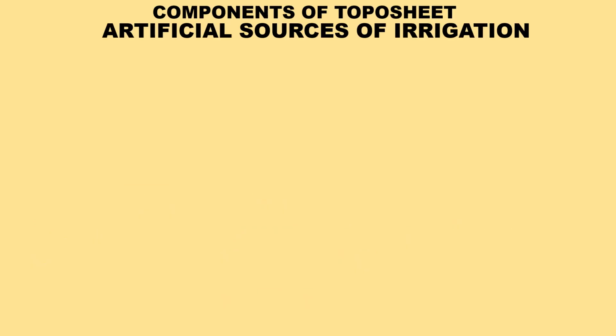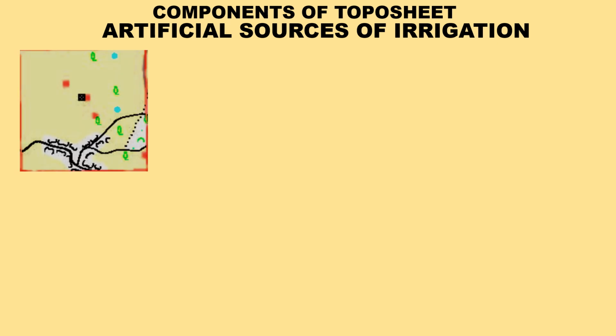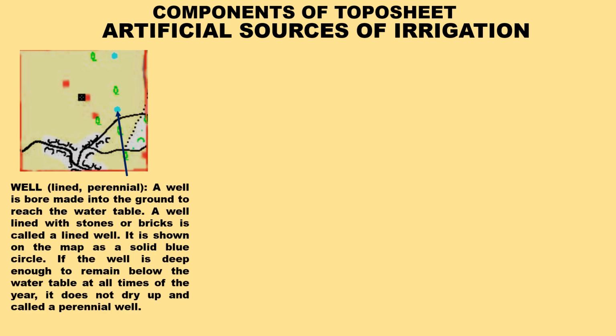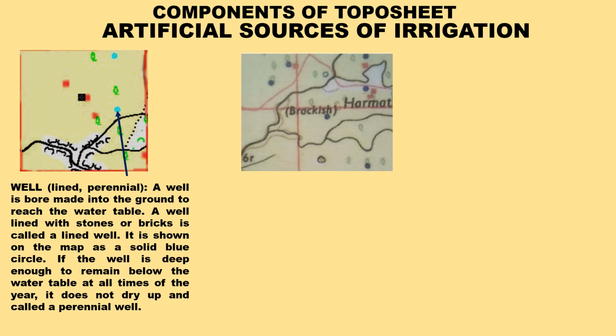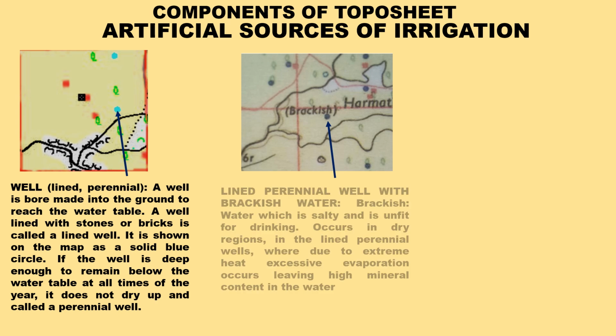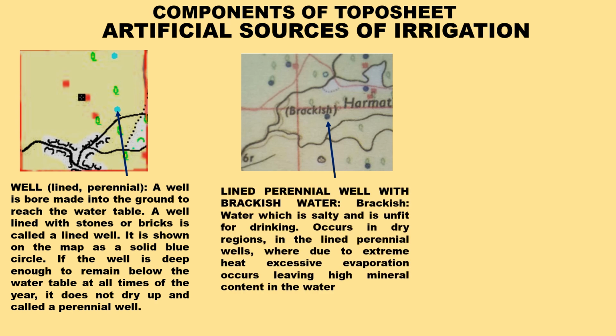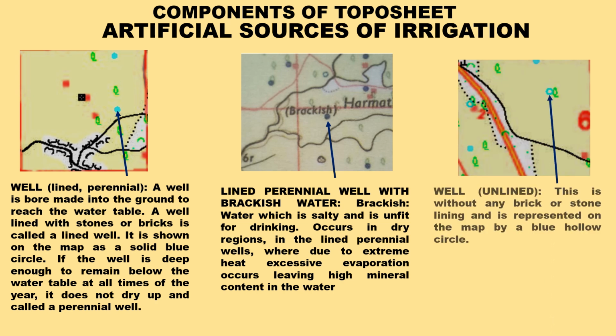On the artificial sources of irrigation, the next one which we have is the lined perennial well, which is represented by a blue circle. We know very clearly that the well is the most important traditional form of irrigation practiced over northern India. The next one which we have is perennial well with brackish water. The term brackish represents salty water which is unfit for drinking purposes. The third one which we have is the unlined well, which is represented by a blue lined circle.